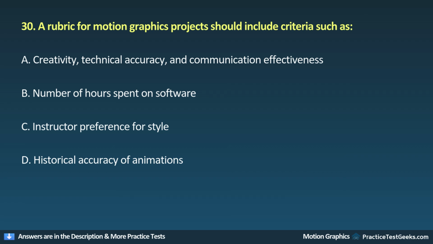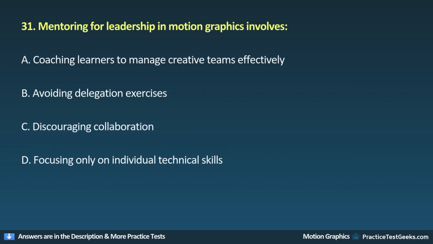30. A rubric for motion graphics projects should include criteria such as: A. Creativity, technical accuracy, and communication effectiveness. B. Number of hours spent on software. C. Instructor preference for style. D. Historical accuracy of animations.